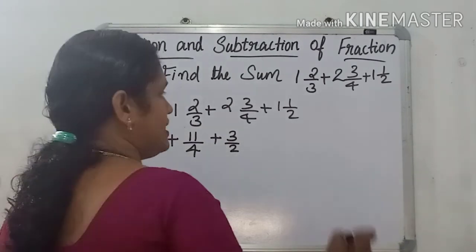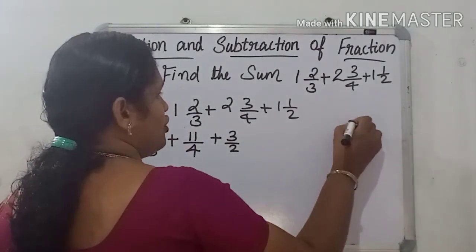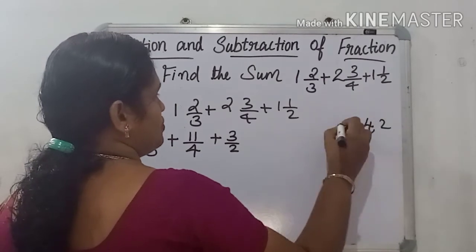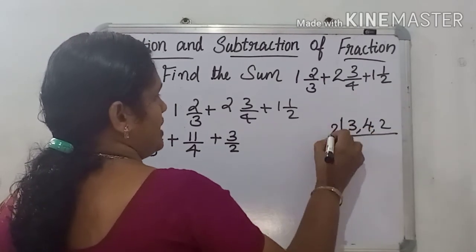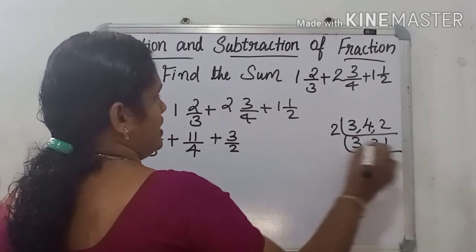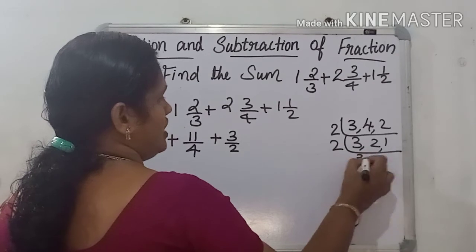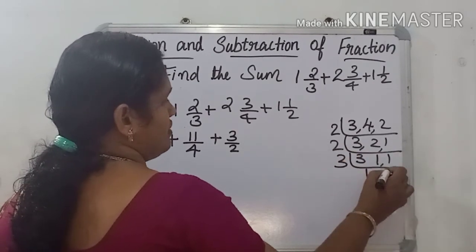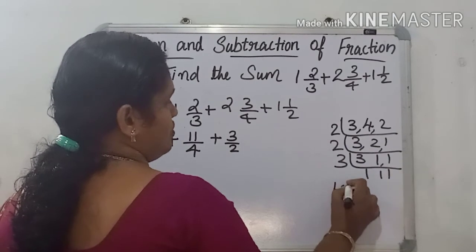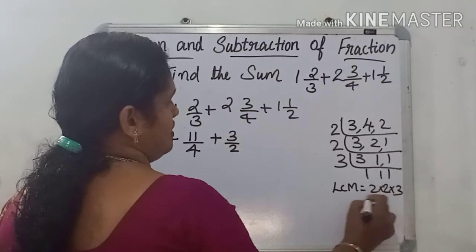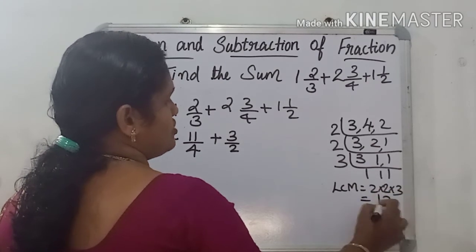First we have to find the LCM of the denominators. 3, 4, 2. Divisible by 2, 3, 2 2s are 4, 1. Again 2, 3, 1, 1, 3, 1, 1, 1. LCM equals 2 into 2 into 3, which is equals 12.